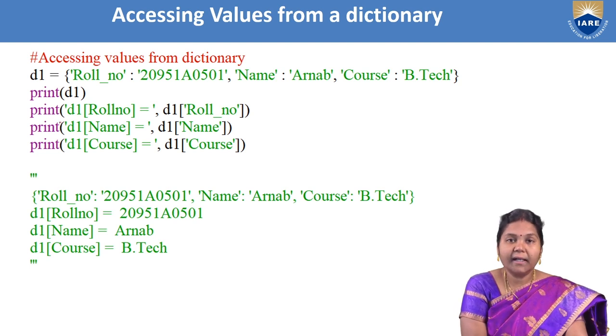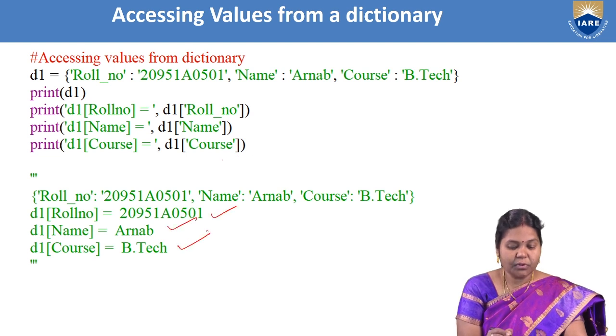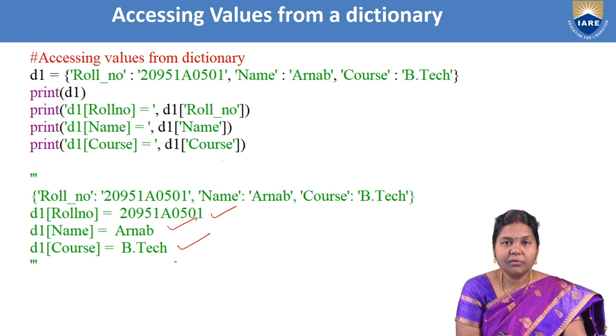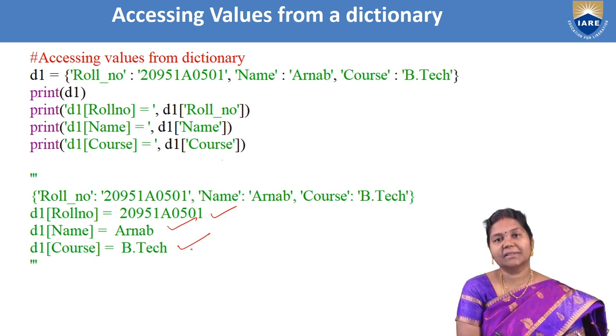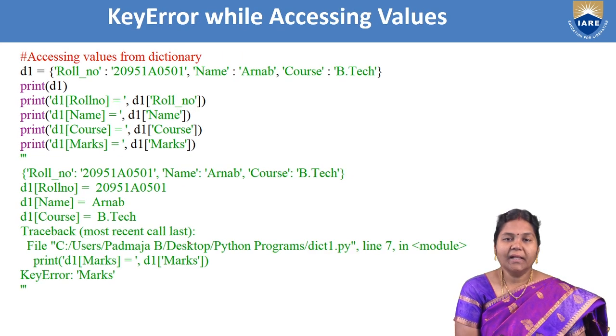To retrieve, we can directly write print D1 of roll number. Whenever you print the roll number, you will get its associated value. That means if you write down the key, then its associated value will be displayed. In the print statement, we have written the keys roll number, name and course. These are the three keys available in our dictionary. By writing their key names, we are accessing their values: roll number 501, Arnab, BTech. So to access the values from a dictionary, we need to mention the keys in square brackets in the print statement.